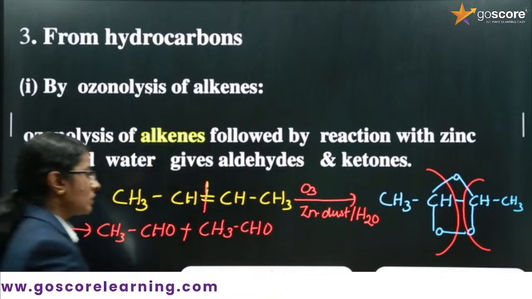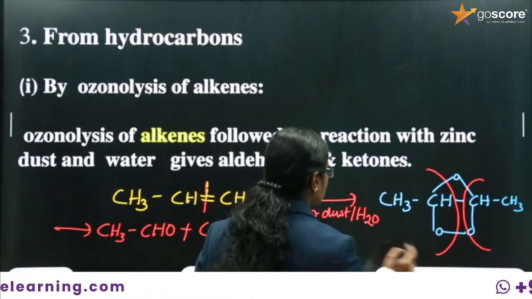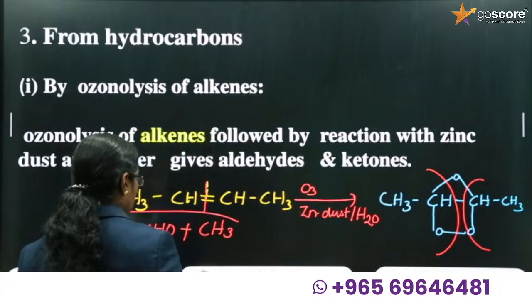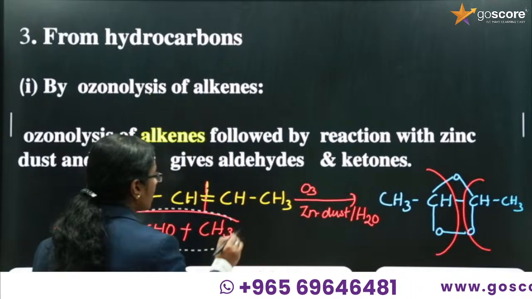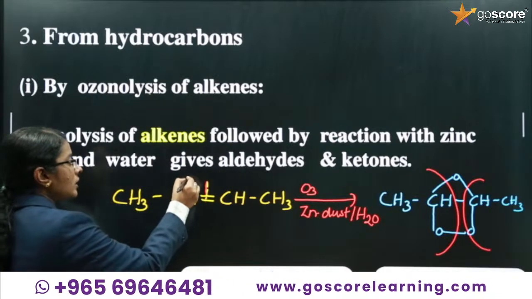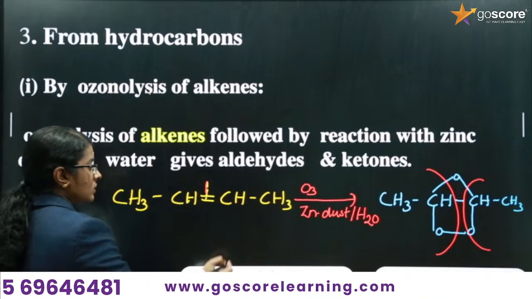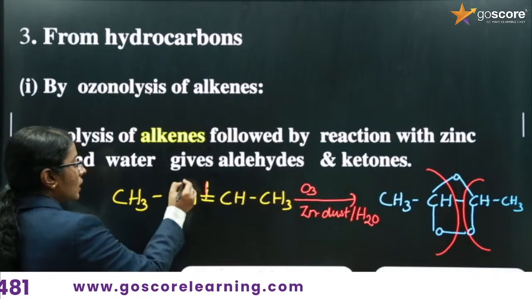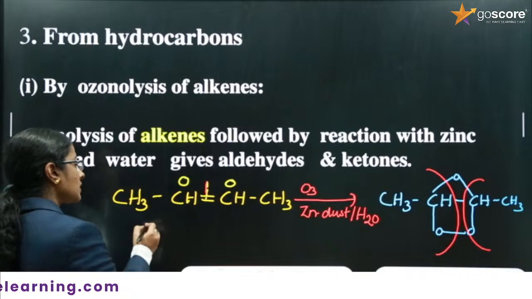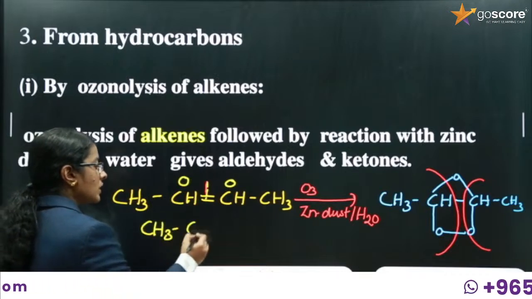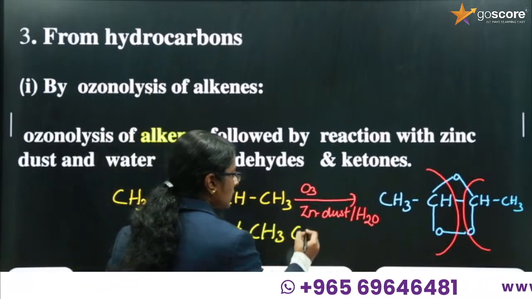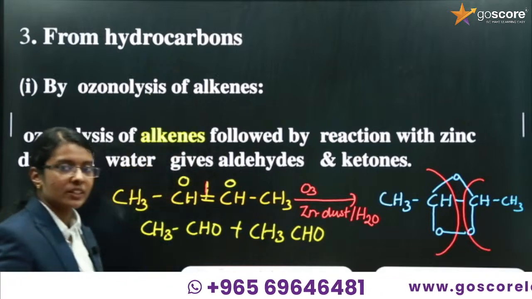Is that clear? So here you can use a simple technique to get the product. Just add two molecules of oxygen here. Then you will get the final product, that is CH3CHO plus CH3CHO. Is that clear?